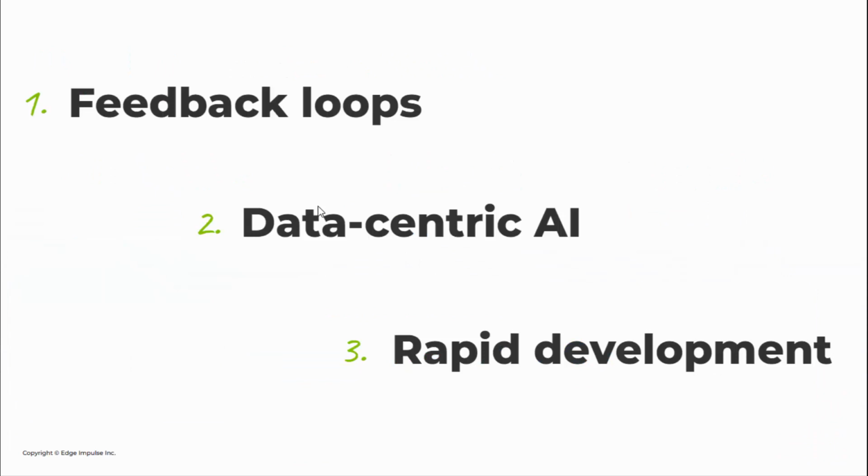And that leads me to this next slide, which shows my top 3 things that I think are most important to the developer experience for embedded machine learning. Those are feedback loops, data-centric AI, and rapid development. In this talk, I'm going to go through what these mean and why they're important in the things that we do, and talk about some of the technologies that support our product in these areas. At the end, I'm going to share a little bit of my predictions for where the tooling is going to go generally over the next few years.